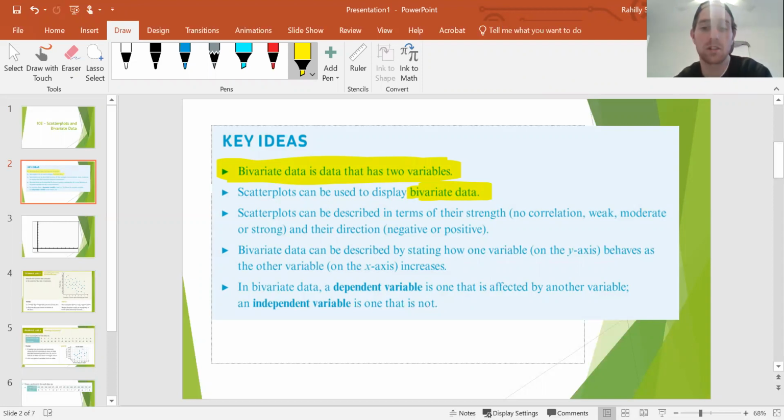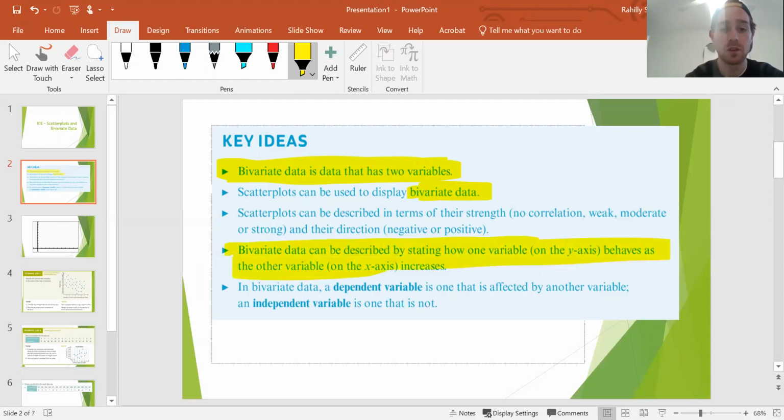Bivariate data can be described by stating how one variable on the y-axis behaves as the x-axis increases. Okay, again, you're going to understand a lot more of this when we actually go through some examples and you start doing the questions. But just want you to copy these in. In bivariate data, a dependent variable is one that is affected by another. Independent variable is one that is not.